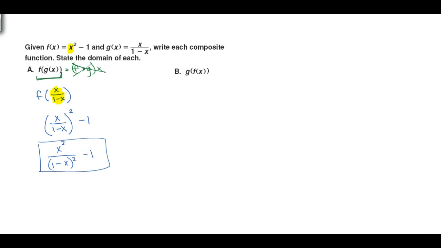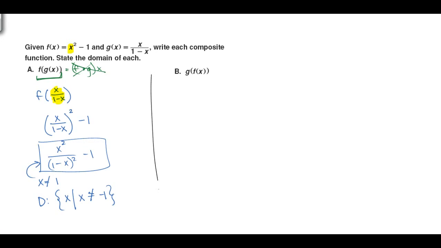Now it says state the domain. Look at that function. What's not allowed here, right? X cannot equal -1 because if it does, we have a 0 in the denominator. And so therefore, my domain is all real numbers, so all the x's such that all x's except for -1. And done. So there's my domain.